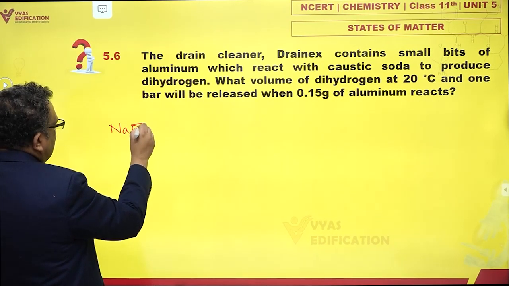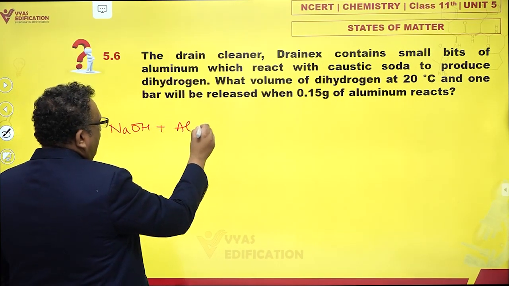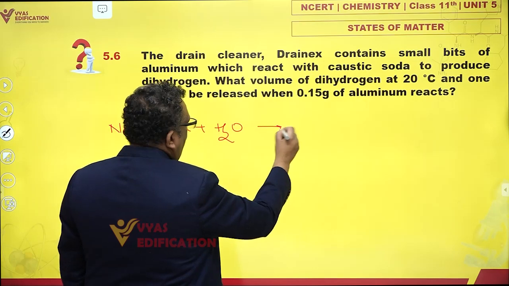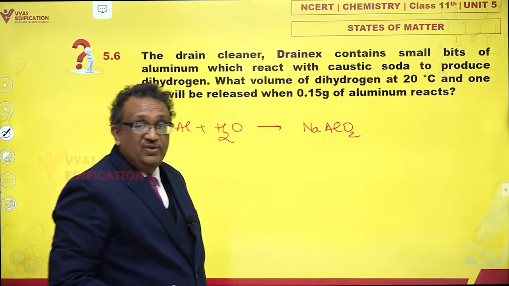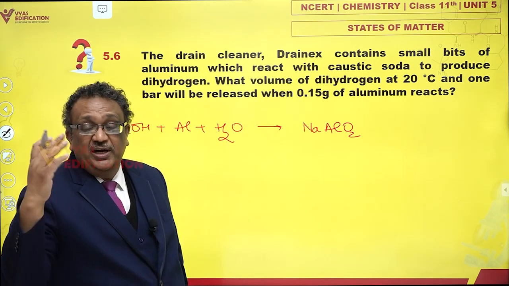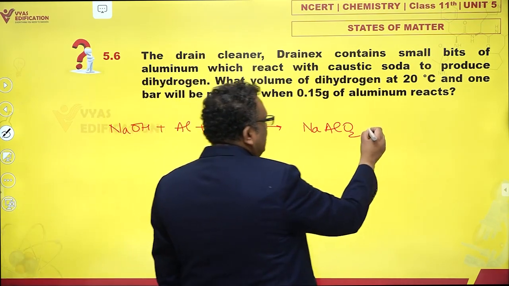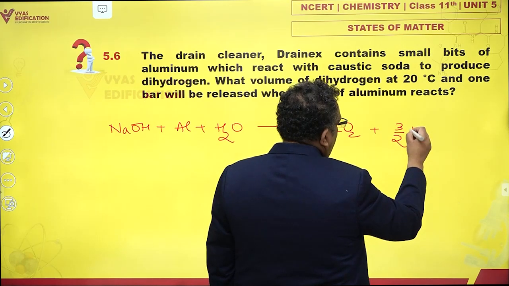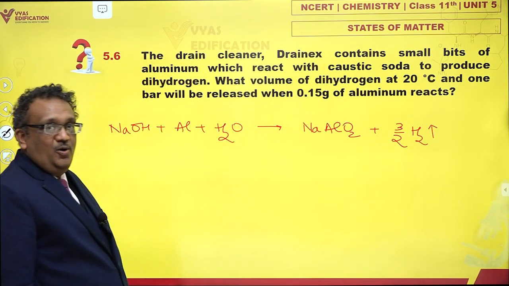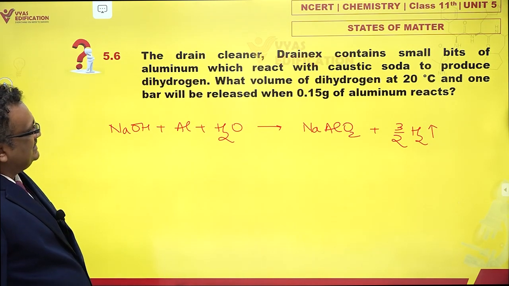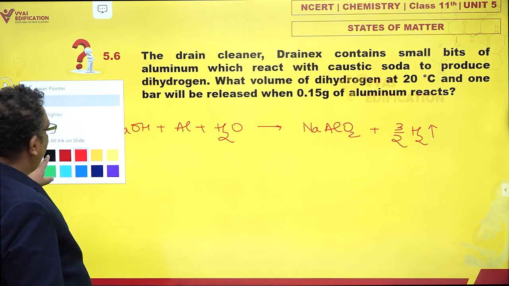It is NaOH plus aluminium plus H2O gives NaAlO2, sodium metaluminate. Very beautiful equation. Sodium hydroxide can dissolve aluminium, and this gives you 1.5 moles of hydrogen gas. Wow. This is the equation? Yes. And what data has been offered to us?